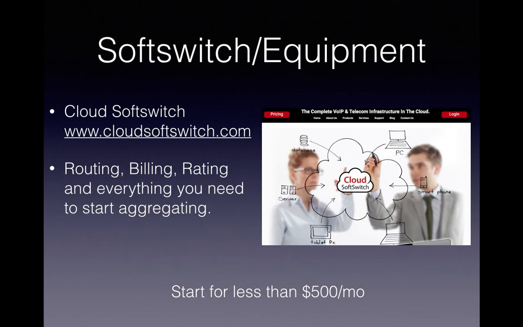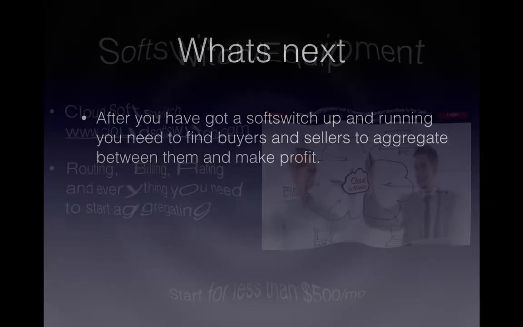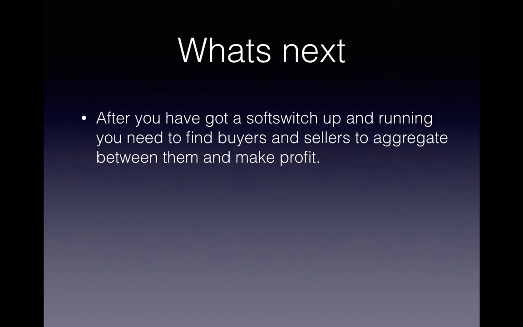So for Softswitch equipment, I will be demonstrating a product here real quick, which is very low price to start with. You can get up and running with everything you need in no time. So Cloud Softswitch is a cloud-based Class 4 and Class 5 Softswitch. It covers all the tools you need to get started with your wholesale business, like routing, billing, rating, and everything else you need to start aggregating. You can start for less than $500 a month and then immediately provision your sellers and buyers and start aggregating and making money.